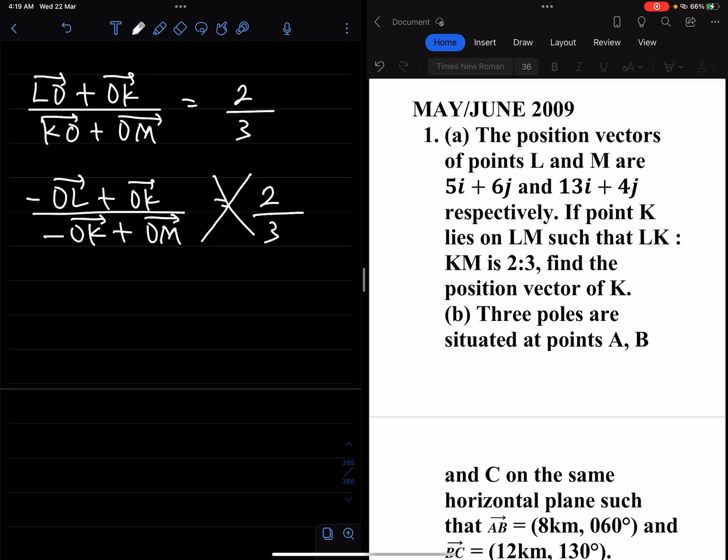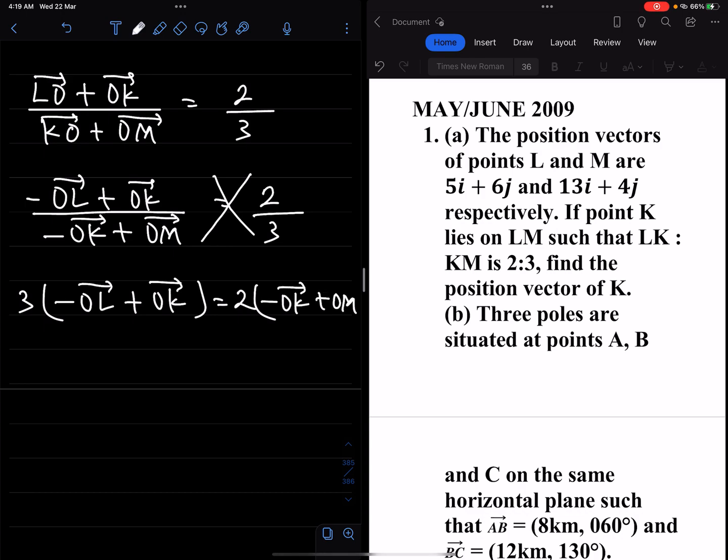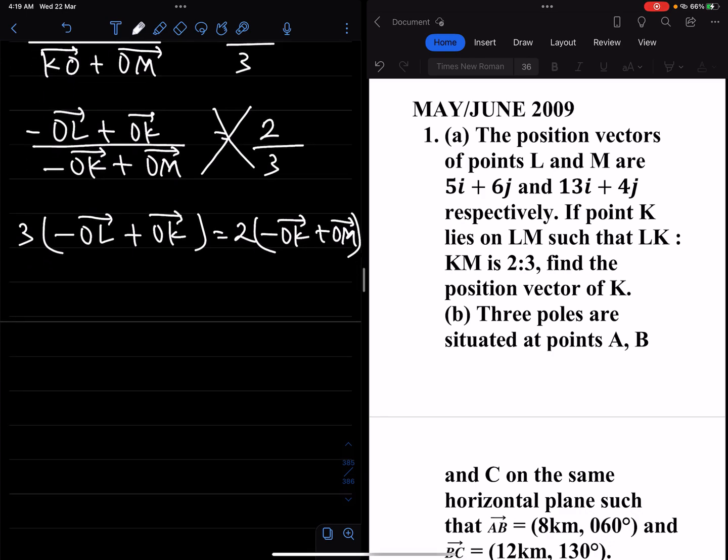Now we can cross multiply here. This simply means 3 into bracket minus OL plus OK is the same as 2 into bracket minus OK plus OM, which is the same as minus 3OL plus 3OK equals minus 2OK plus 2OM.